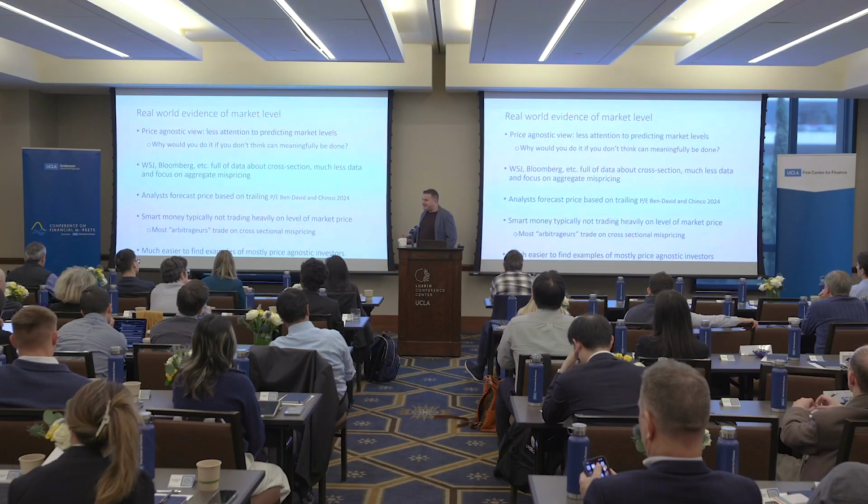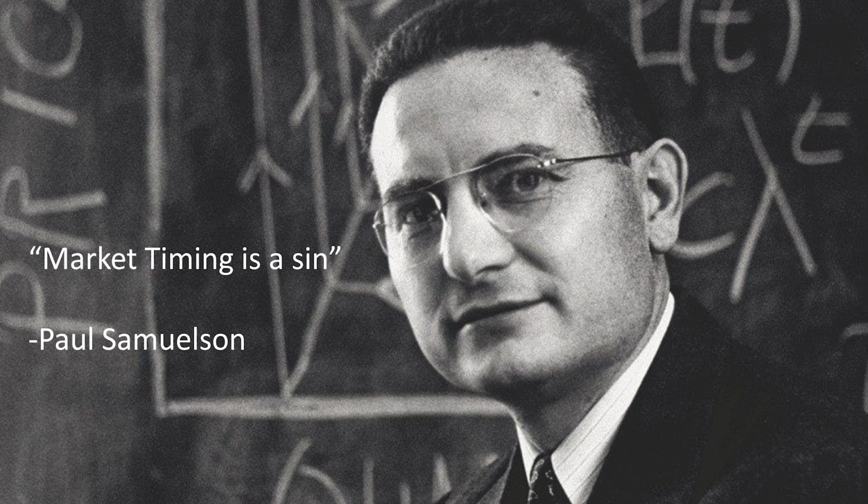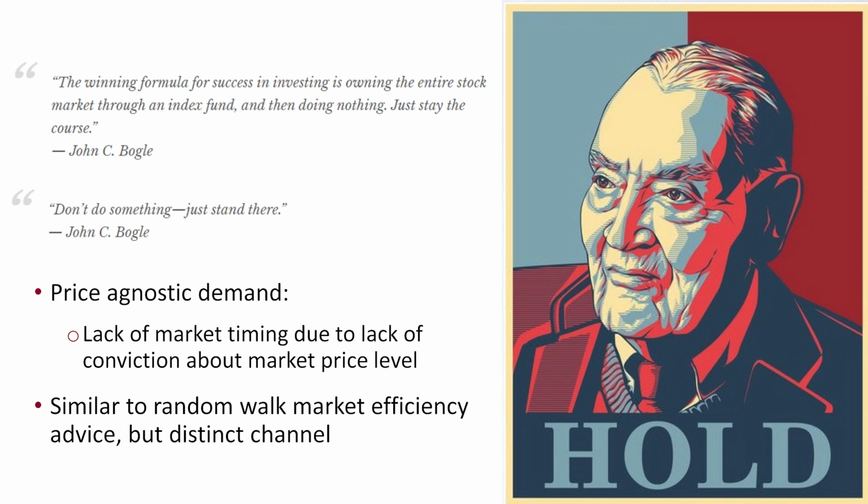And then just in general, you think about how most money is allocated, where there really is conviction. Most strategies do tend to be more in the cross section and less on trading on market level mispricing. In terms of investment advice, a lot of advice seems to be largely price agnostic. So, classic academic advice, Samuelson, famously, or at least supposedly said, market timing is a sin. Kind of a Bogle type view, don't do something, just stand there. And this really makes sense from a price agnostic standpoint. I don't think I really understand the level of the markets or that I can predict returns. Therefore, just hold things.